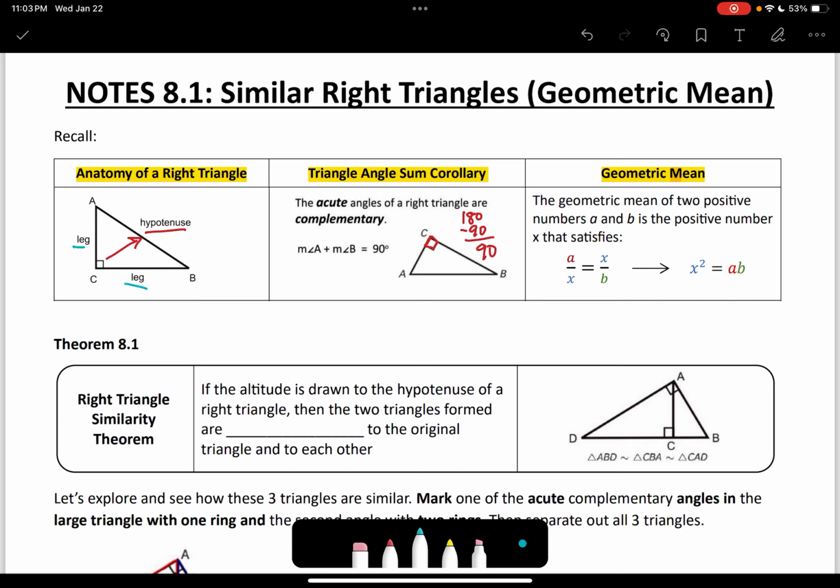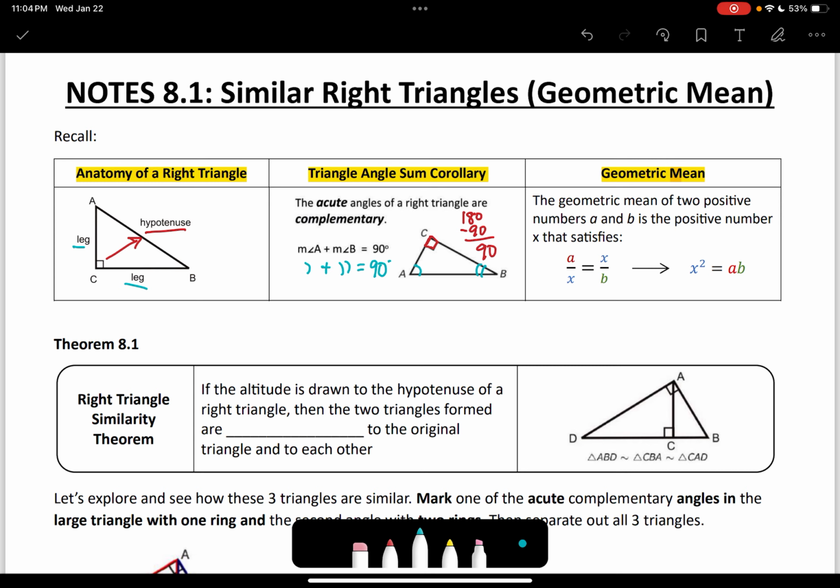So what that essentially tells us is that the acute angles here, angle A and angle B, would have to add up to 90 degrees, right? So I'm purposely marking these with 1 ring for angle A and 2 rings for angle B, because we're going to pretty much use this idea later on in the notes today. So we understand here that in any right triangle, the two acute angles would have to add up to 90 degrees.